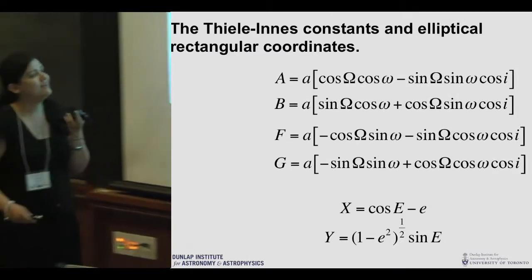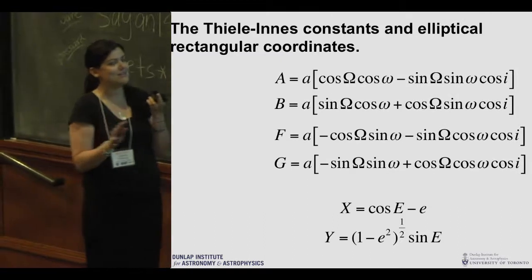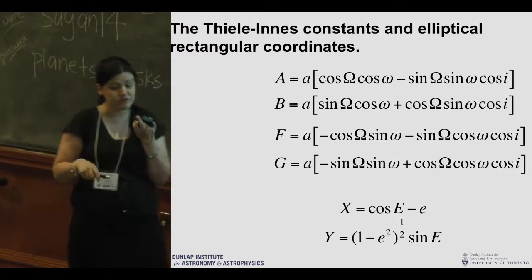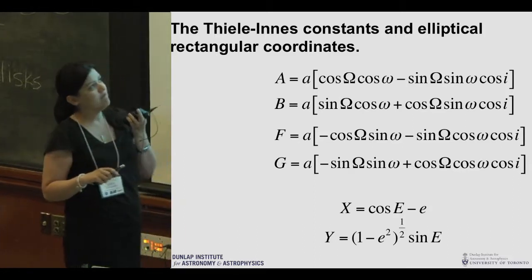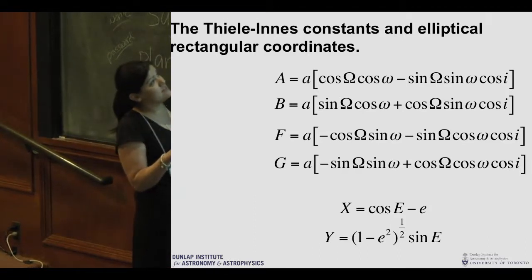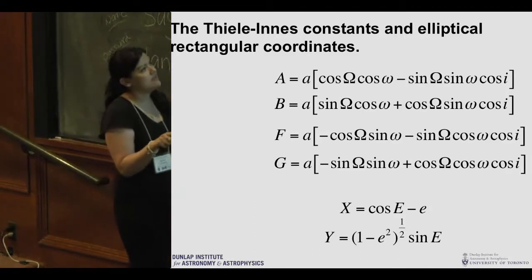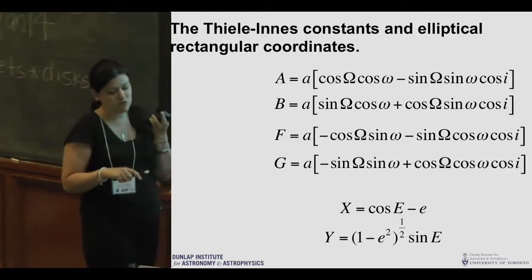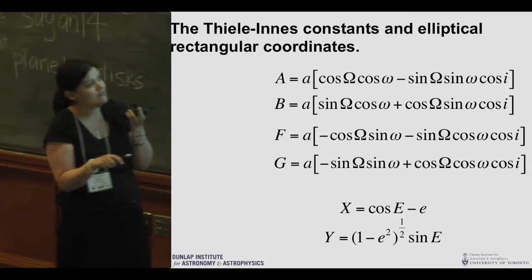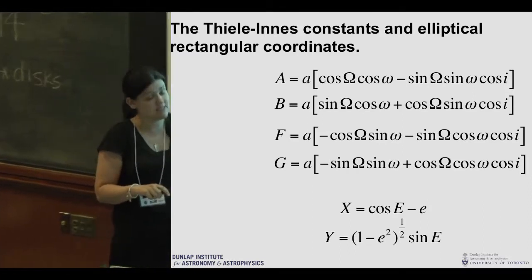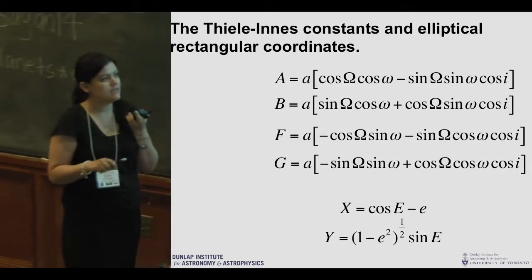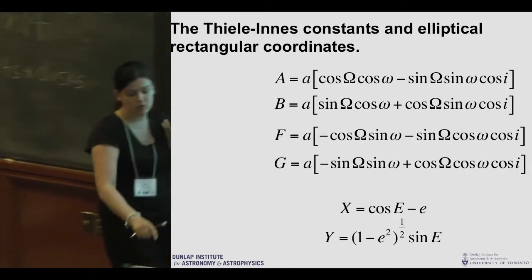If we want to, we can do more math and define some constants that are really useful for fitting orbits that I think you might find useful in the future, so this is a good reference. They're called the Thiele-Enes constants, and they're A, B, F, and G. They only depend on the geometrical orbital elements that I was talking about, so they have just the semi-major axis, and then various sines and cosines of the omegas and the inclination. There are also these elliptical rectangular coordinates that contain the dynamical orbital elements down here.